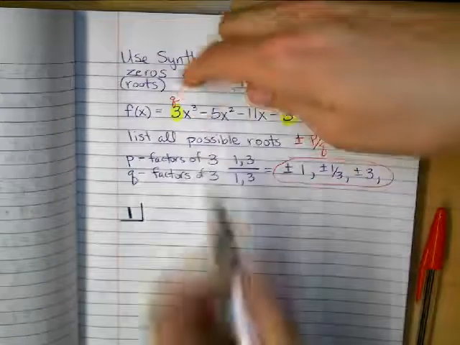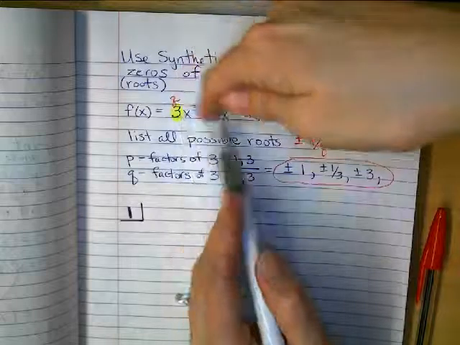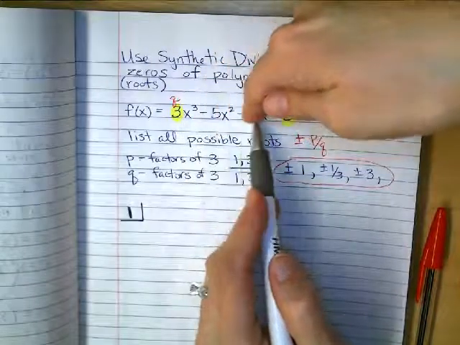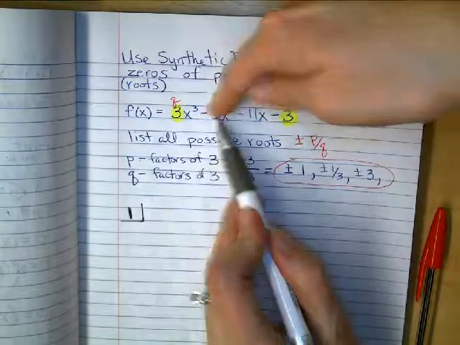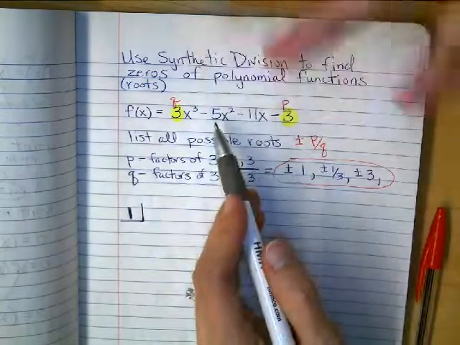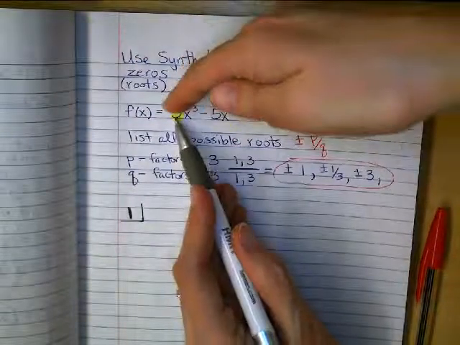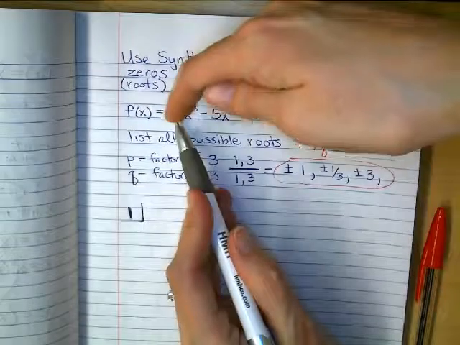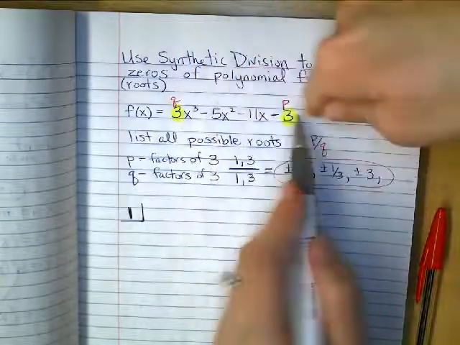Now, the problem we have up here is 3x to the third minus 5x squared minus 11x minus 3. To do synthetic division, we just have to write down the numbers, so you don't have to worry about all these letters. You just look at the numbers in that problem. And it's in order: we have x to the third, x to the second. You have to make sure your problem's in order.